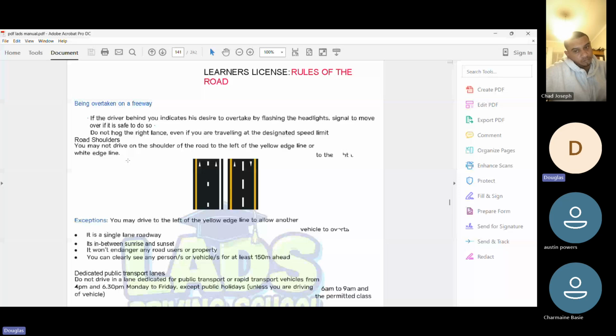Okay, rules on road shoulders. You may not drive on the shoulder of the road to the left of the yellow edge line or white edge line. You're not allowed to drive on the shoulder of the road. So, meaning if there's a yellow line, you see this line over here, these are 2 lanes, there's a yellow line here. You're not allowed to drive on this side of this yellow line. You can drive closer to the line, but you're not allowed to drive on the other side of the line. Even if the line is white, like this one, you're not allowed to drive on the other side of that line.